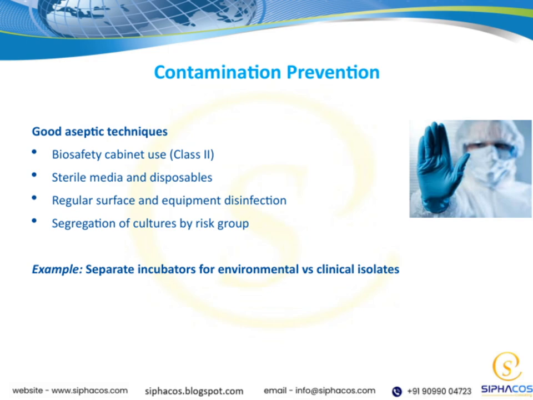Another key point is the segregation of cultures by risk group. For example, placing environmental isolates in separate incubators from clinical ones helps prevent cross-contamination and keeps our work safe and reliable. All these steps are interconnected and essential for ensuring the integrity of our work and safety of everyone involved. Contamination prevention isn't just a single task. It's an ongoing process that underpins the quality of our laboratory results.